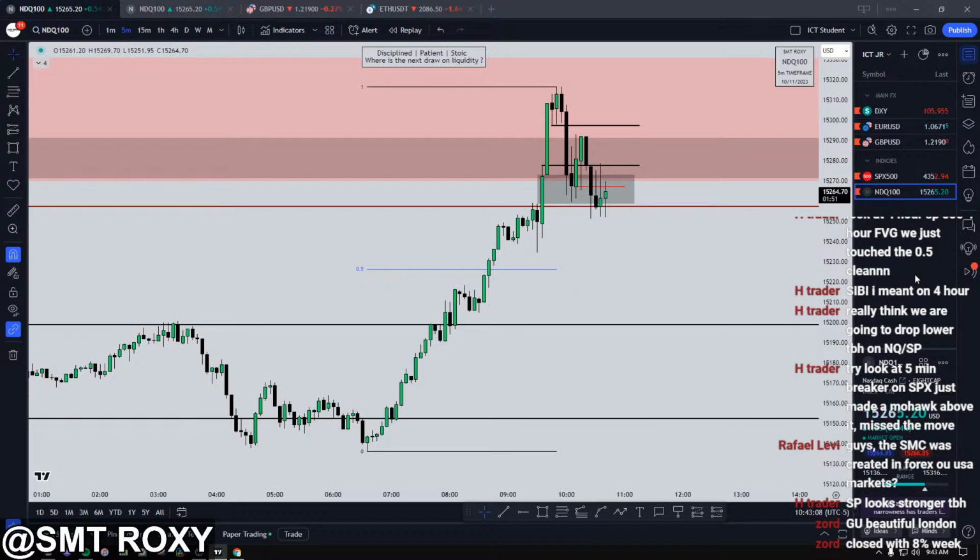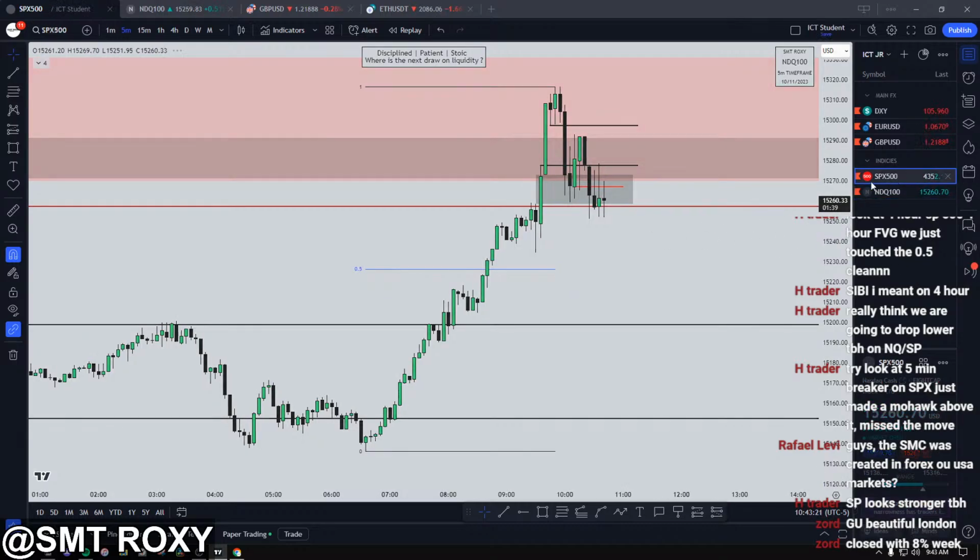Guys, the SMT was created in Forex. USA market. What is he talking about? GU beautiful, London closed with 8% this week.